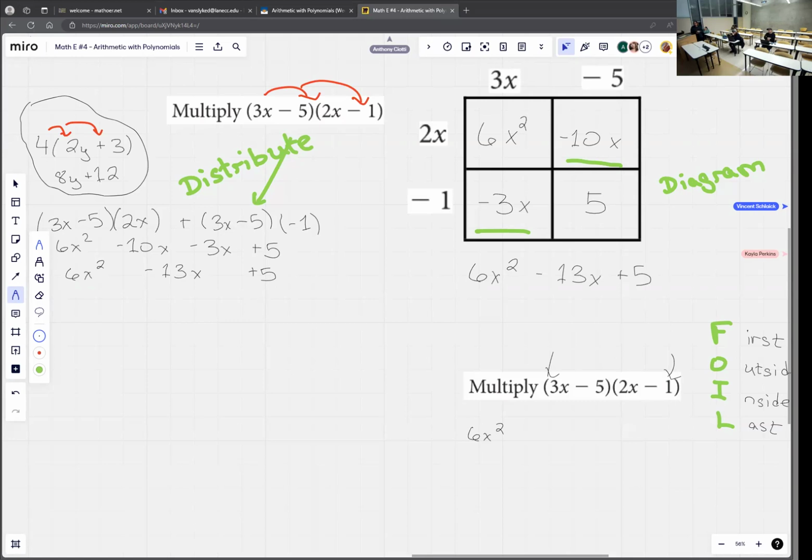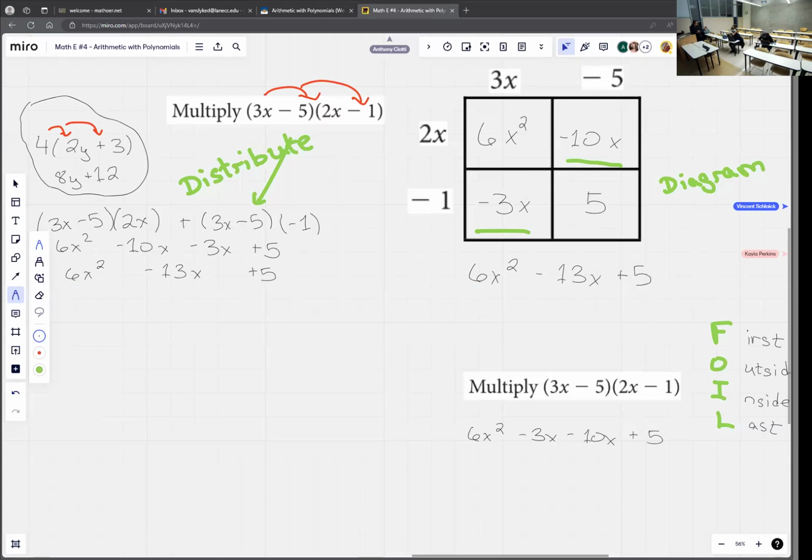So 3x times -1 gives us a -3x. Then we do the inside two. A -5 times 2x is a -10x. And then the last ones of each, negative times negative is positive.